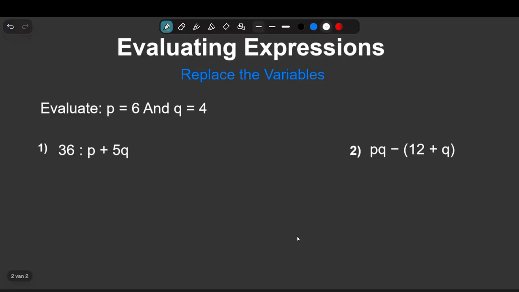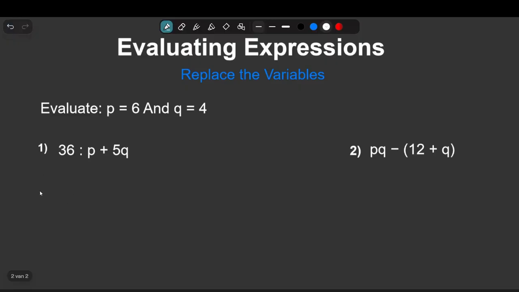Let's jump into our examples. For the first one, we have 36 divided by p plus 5q. The first thing I want to do is rewrite our expression, basically plugging in our variables. This means 36 divided by p, plus 5 times q. You can't see a multiplication sign because they are right next to each other. If a variable is right next to a number, you always multiply.